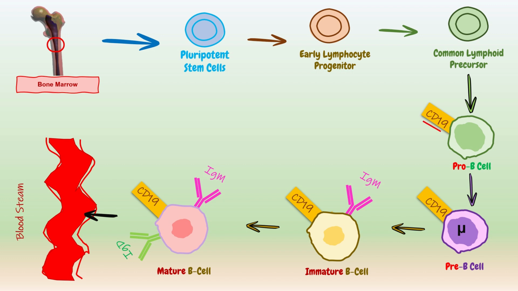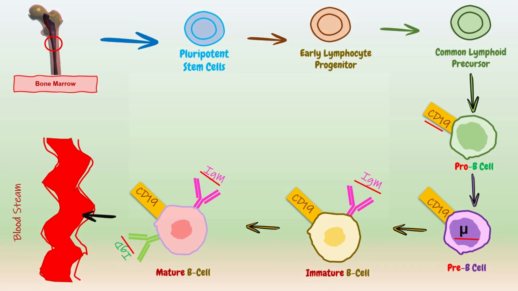The pro-B cell expresses CD19 on its cell surface, while the pre-B cell expresses the immunoglobulin M chain in its cytoplasm. Immature B cells express immunoglobulin M, but not immunoglobulin D on their cell surface, while mature B cells express both immunoglobulin M and immunoglobulin D. But this is just an overview. Let's move into detail of lymphopoiesis of B lymphocytes.